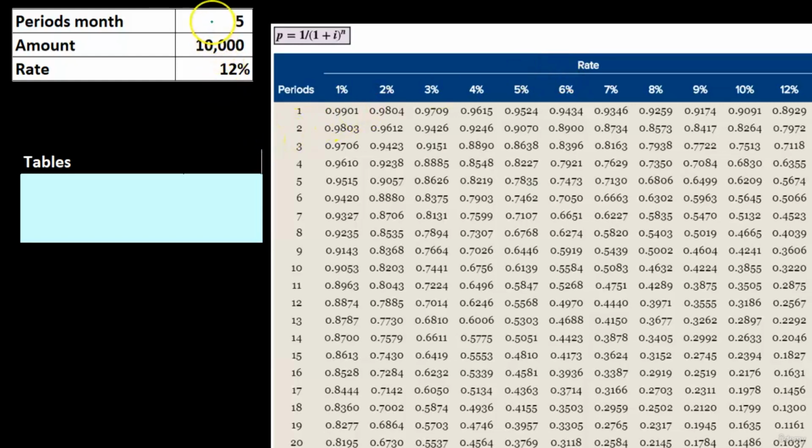We want to use months, and therefore the periods are what they are. They're going to be 5 months. We need to then change the rates to coincide with the months. That means we're going to take the 12% and divide it by 12 to get the monthly rate. And remember, whenever you see a rate, typically, unless it's stated otherwise, it means a yearly rate. That's the default that we talk about.